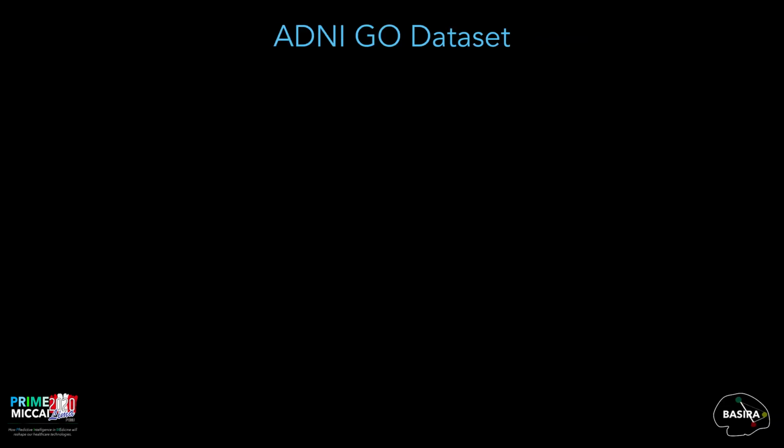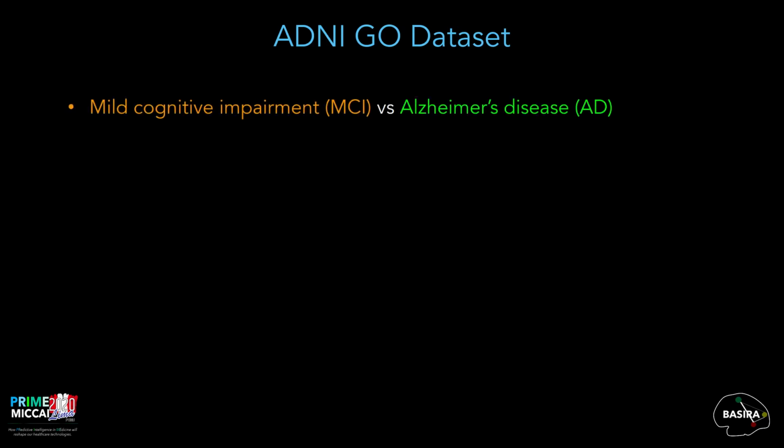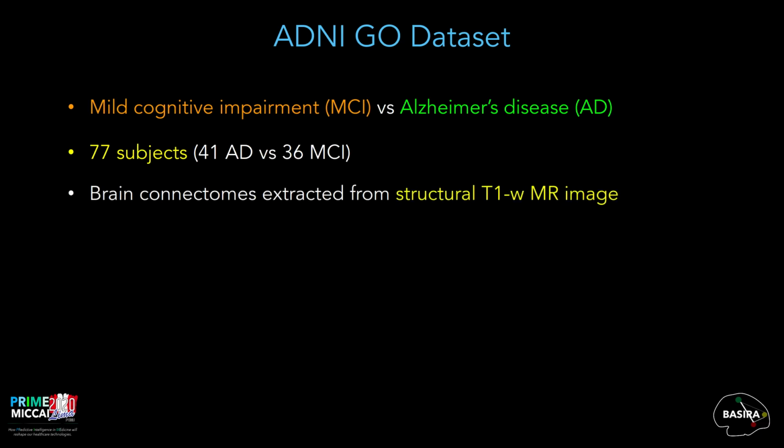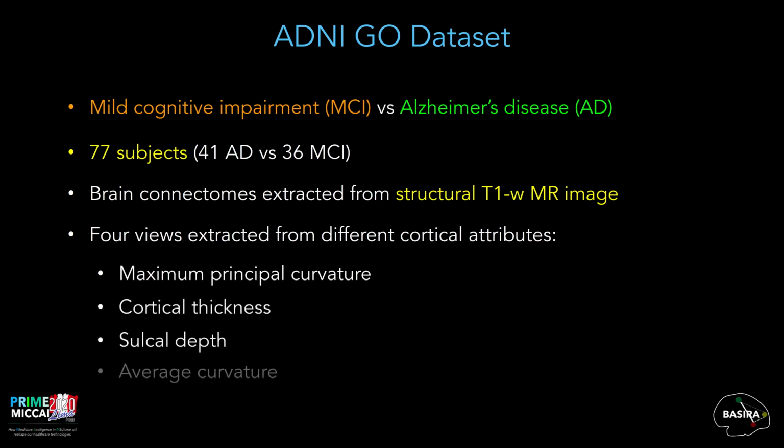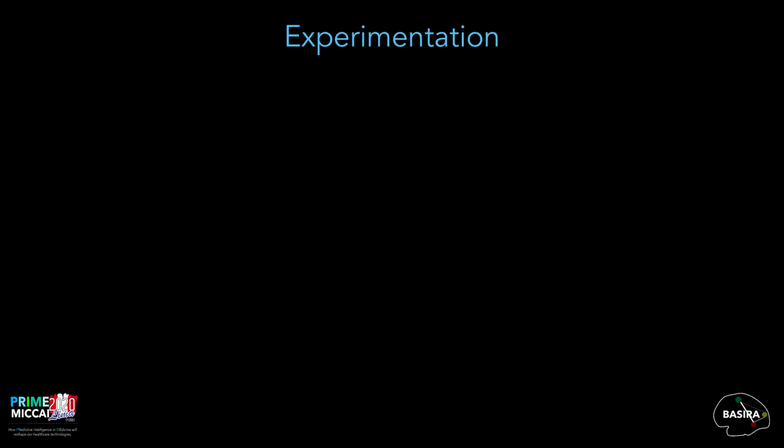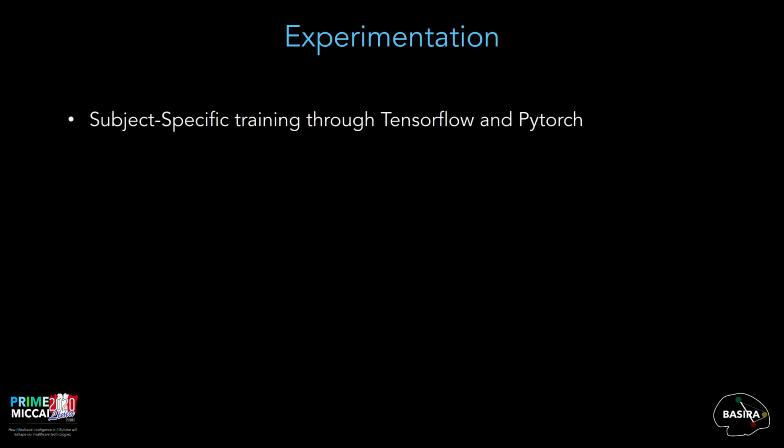We evaluated our model with the ADNI-GO dataset with the goal to discriminate between mild cognitive impairment and Alzheimer's disease. We used a total of 77 subjects, of which 41 were AD and 36 MCI. All brain connectomes were extracted from structural T1-weighted MRIs. From each MRI, 4 separate views were extracted from different cortical attributes such as maximum principal curvature, cortical thickness, sulcal depth, and average curvature. In our experimentations, we trained the model in a subject-specific manner through TensorFlow and PyTorch.